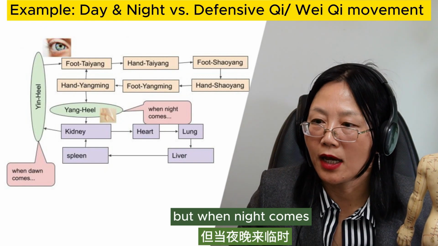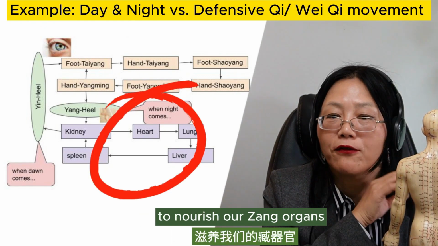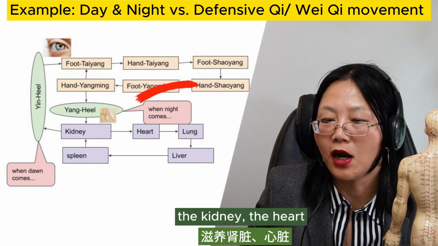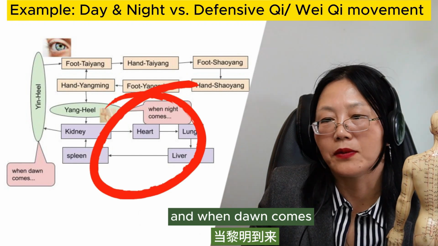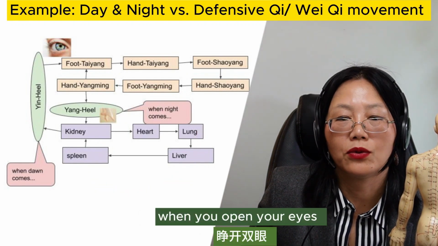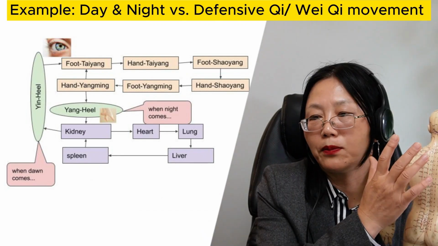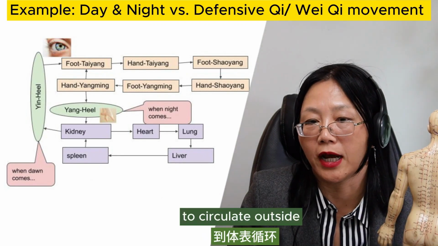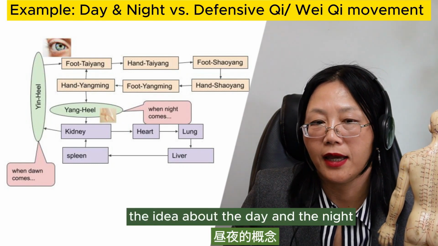But when night comes, the qi goes inside to nourish our Zang-fu organs: the kidney, heart, lung, liver, and spleen. And when dawn comes, when you open your eyes, Wei qi, defensive qi, will go to the body surface again to circulate outside. This is also the idea about the day and the night.